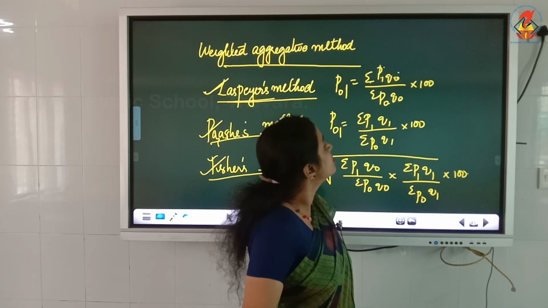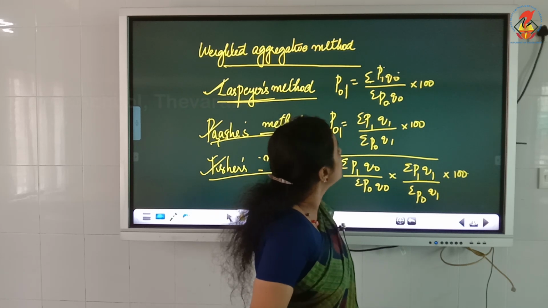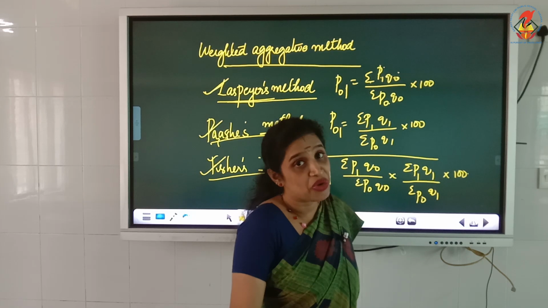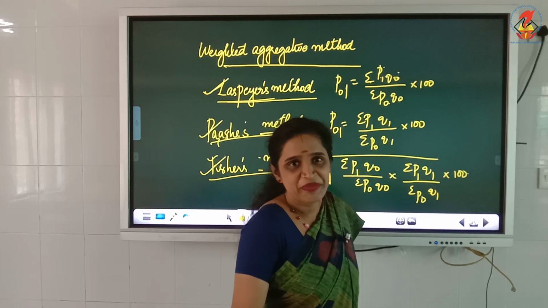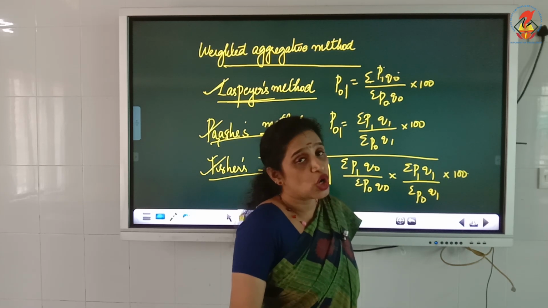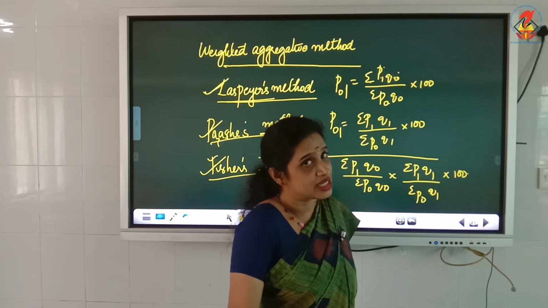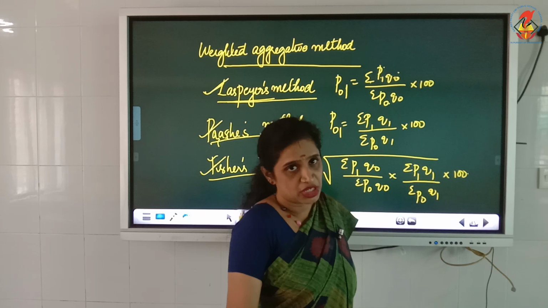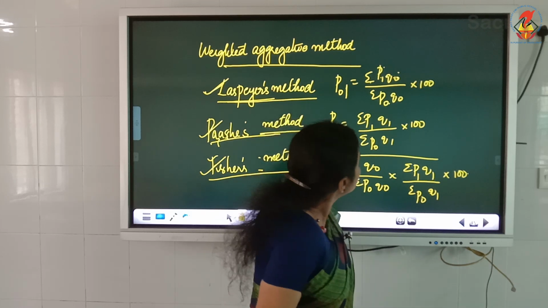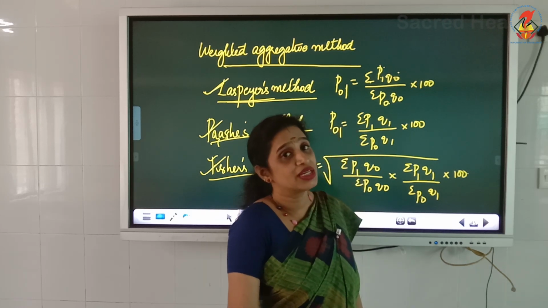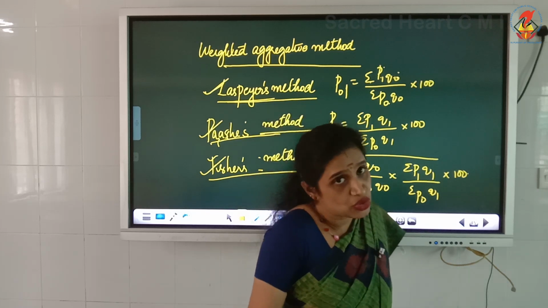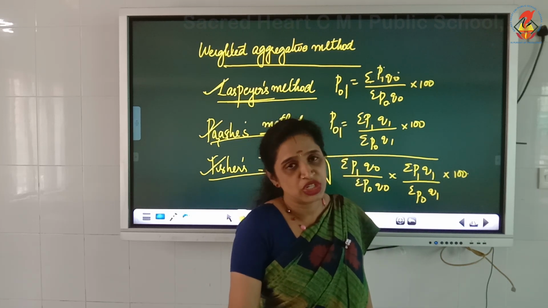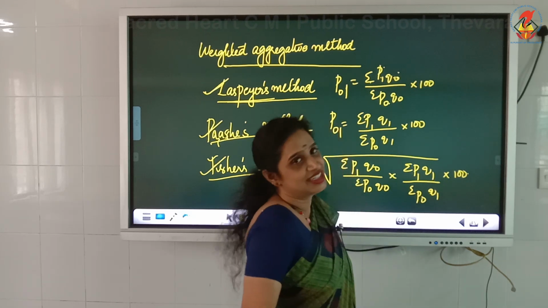Okay. So, this is what explains. Here you can find one term is missing. What is that? Current year quantity is missing, Q1 is missing. Okay. So, Laspeyres has not included the current year quantity. Instead of that, he has used the other three terms, which are the P0, P1 and the Q0. So, his formula is P01 is equal to sigma P1 Q0 by sigma P0 into Q0 into 100.